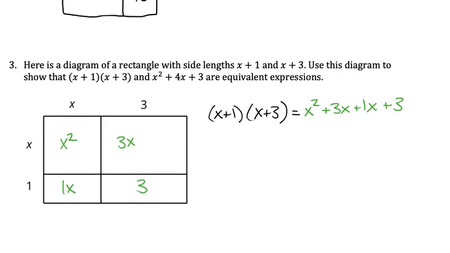And we know that we can combine like terms. 3x plus 1x are like terms, and that combines to give us 4x. So we can see that (x plus 1) times (x plus 3) has the same area as x squared plus 3x plus 1x plus 3, or x squared plus 4x plus 3.